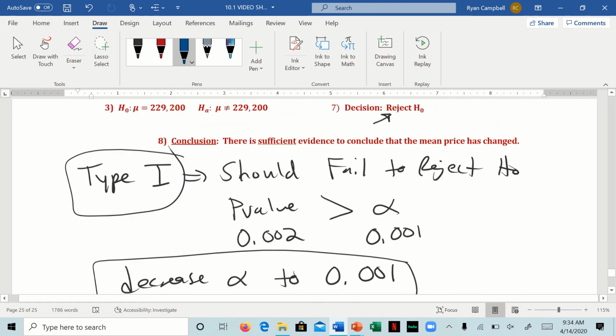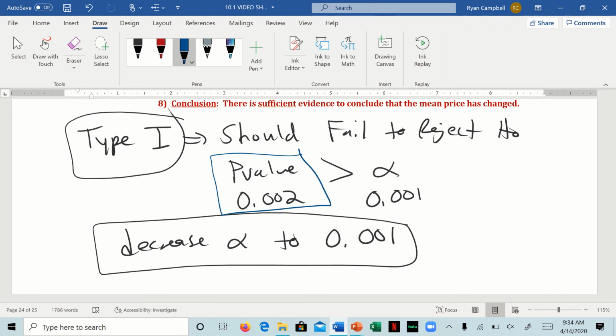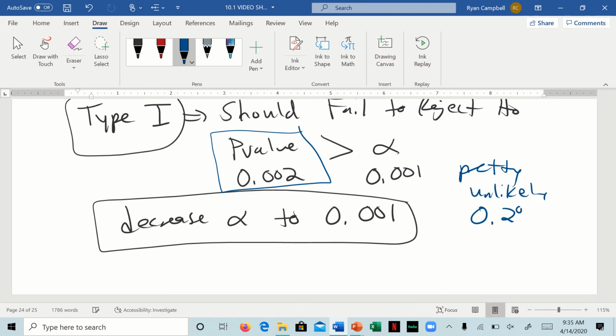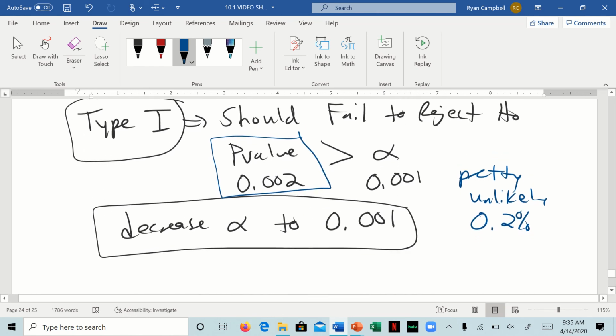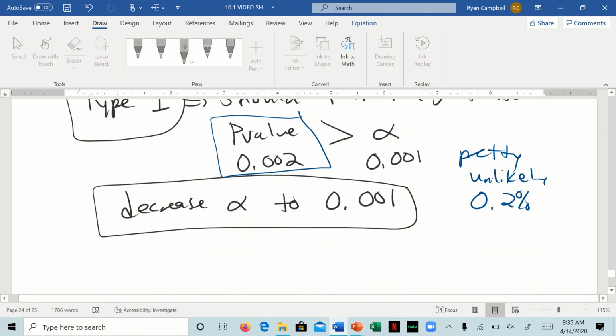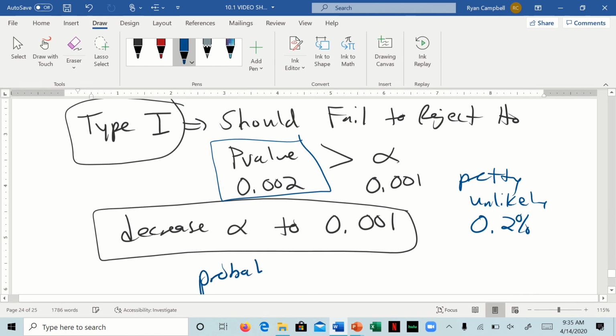Let's look at this one, right? In this case, the p-value was 0.002. Again, regardless of what your significance level is, that's pretty unlikely. If we do that in percentage form, that's 0.2%. That's less than 1%. That's pretty unlikely to occur. So we probably did it correctly, right? It was probably rejecting. So again, there was probably no error.